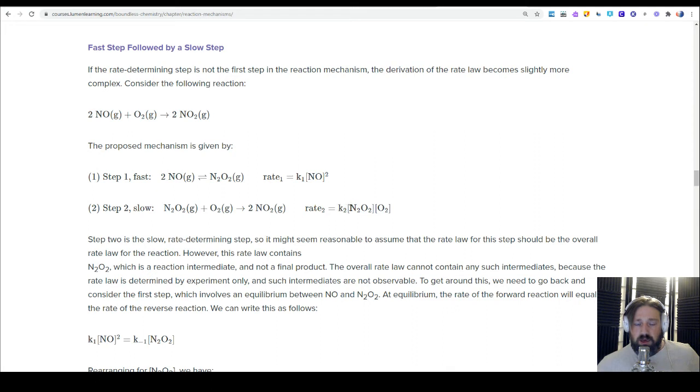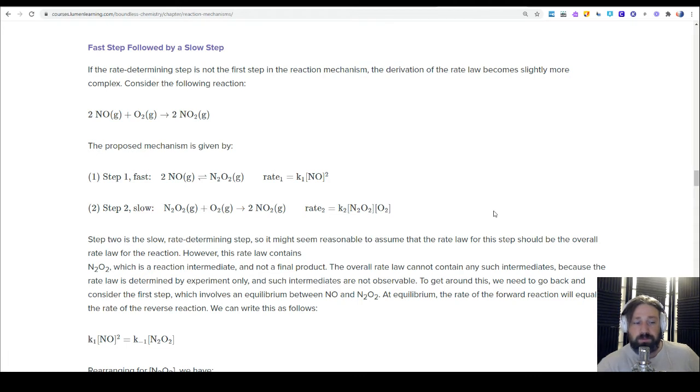But where in this original reaction is N2O2, dinitrogen dioxide? You can't find it anywhere. It's not a reactant. It's an intermediate. So what do we do? Remember that your overall rate law can't have intermediates in it, because they're not in the overall reaction. So what do we do?